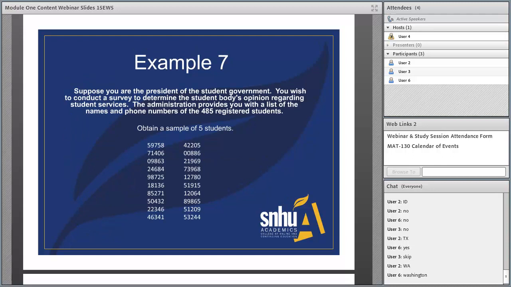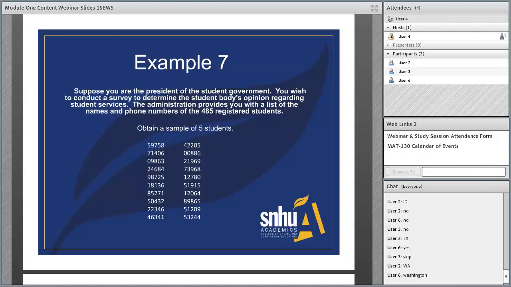Okay. So this was easy because we only had fewer than 10 objects, so each thing was only assigned a 1-digit number. But now let's say we're the president of the student government and you want to conduct a survey to determine the student body's opinion regarding student services. The administration provides you with a list of names and phone numbers of the 485 registered students. We want to choose 5 of the 485 registered students. And here is the random number table that we're given.